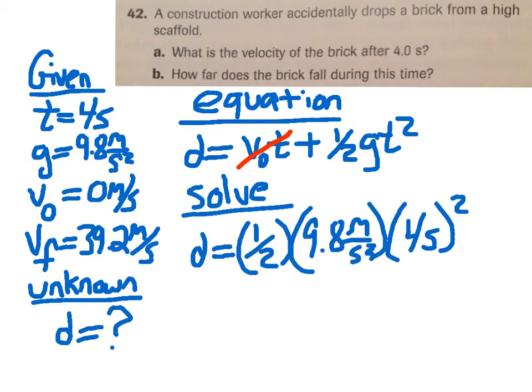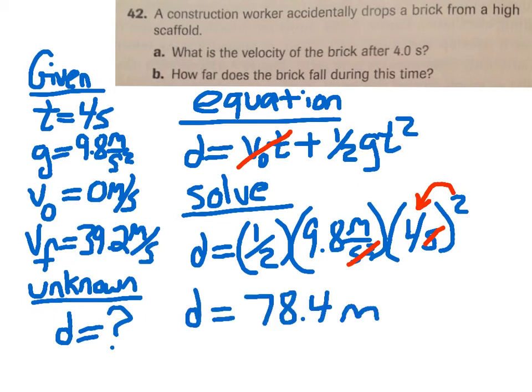Now notice my time, 4 seconds squared, that squared applies to the 4 and the seconds, so it will allow me to cancel out the units seconds. Make sure that you apply that 2 to the 4, otherwise we get the wrong number. And when we plug it all in the calculator, we get a distance of 78.4 meters. That's all there is to it.